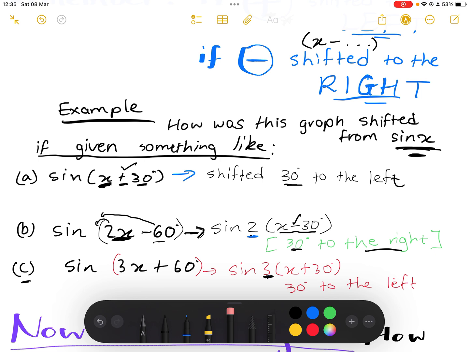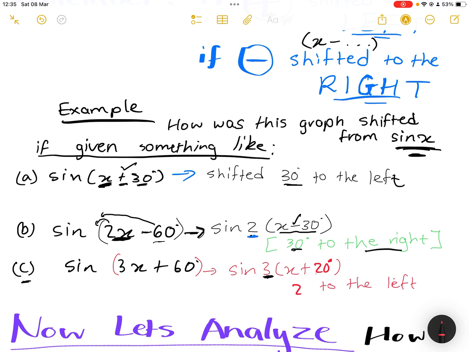So if you say 60 divided by 3, the answer that you're going to get is 20. So that means there you have x plus 20. So we have shifted the graph 20 degrees to the left. Why am I saying to the left? Because there's a plus. So it's 20 degrees to the left.